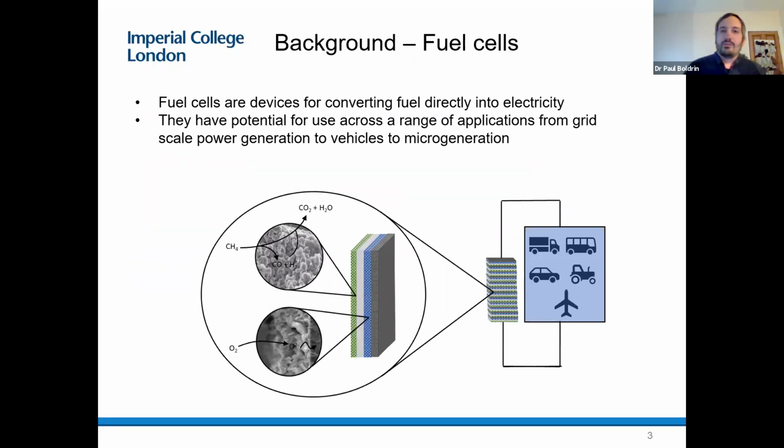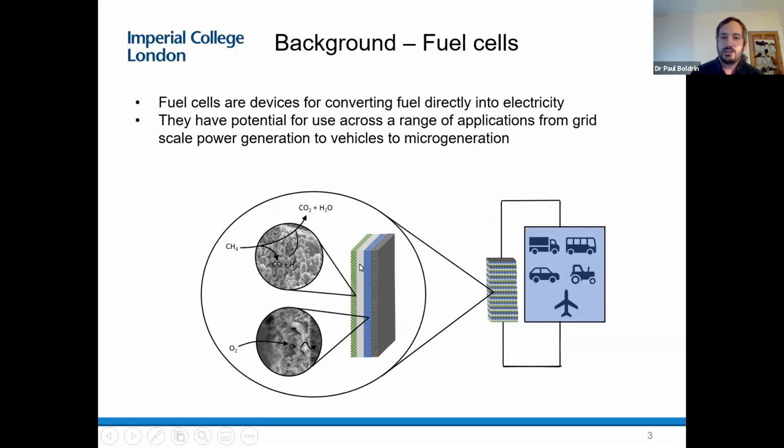So just a bit of background about fuel cells. Fuel cells are devices for converting fuel directly into electricity. You can see the picture at the bottom is a generalized diagram of a fuel cell. You've got a fuel electrode on one side and an air electrode on the other side, and an electrolyte in the middle, which blocks electrons from going through, which forces the electrons to go from one side to the other, creating the current which can power things.